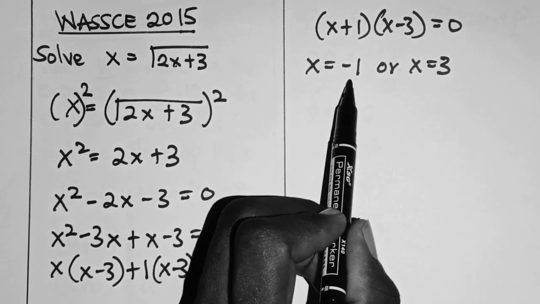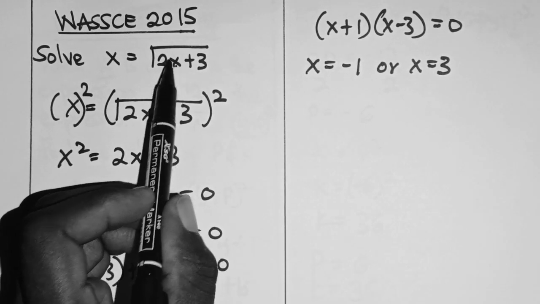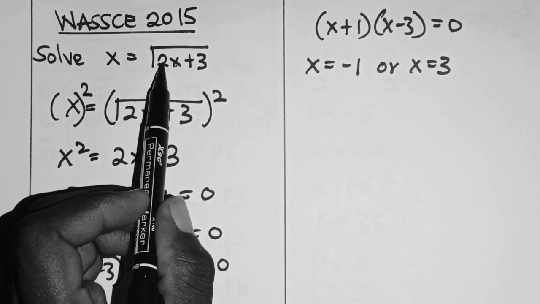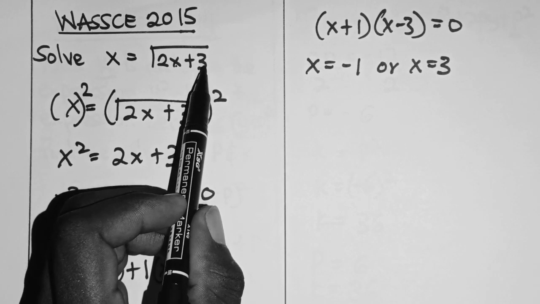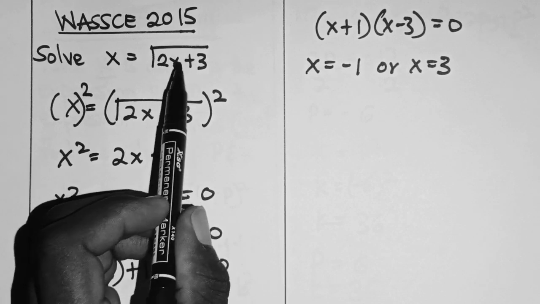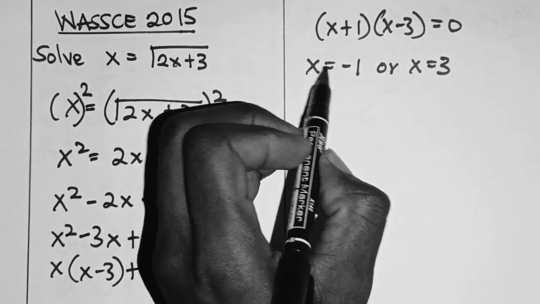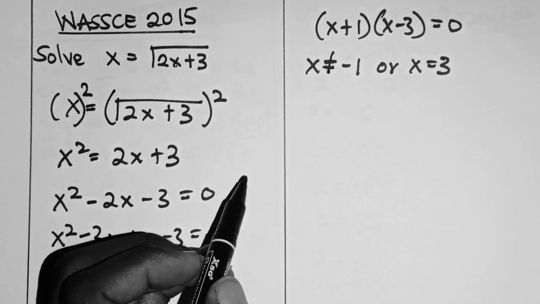So let's put the case of x equals minus 1. If you put minus 1 here, minus 1 times 2 is minus 2. Minus 2 plus 3 is 1. Now, square root of 1 is 1. But 1 is not equal to minus 1, and therefore x cannot be equal to minus 1.